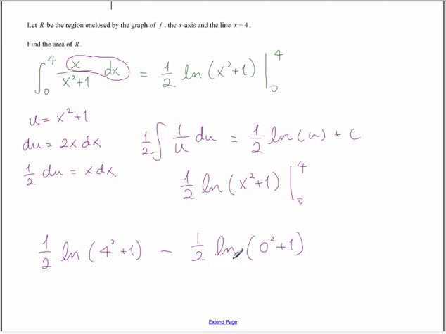Alright, that's natural log of 1, and any log of 1 is 0, so this right side is all gone. So that's equal to 1/2 ln of 17, and you can write maybe natural log of square root of 17. Anything equivalent to the bottom row here would be okay.